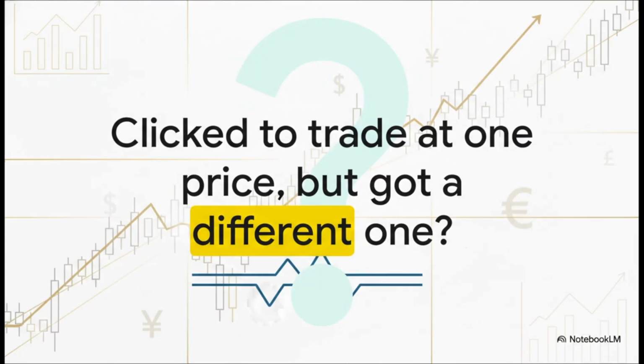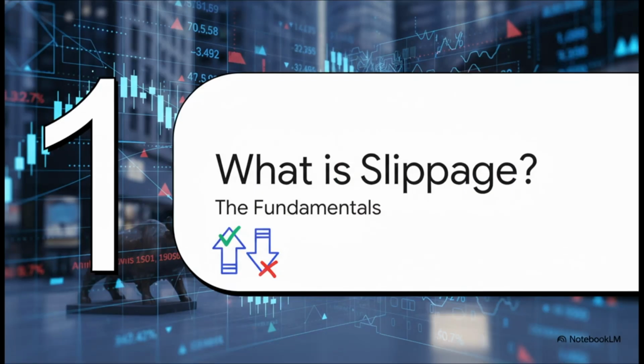So have you ever been there? You click to buy or sell at a specific price, but then the confirmation shows a slightly different number. You're probably wondering, hey, what gives? Well, that little gap between the price you see and the price you get, that's slippage, and it's just a normal part of the financial markets. All right, let's really get into the fundamentals here.